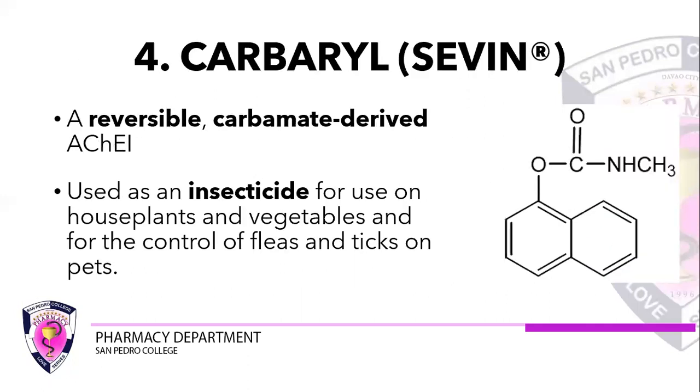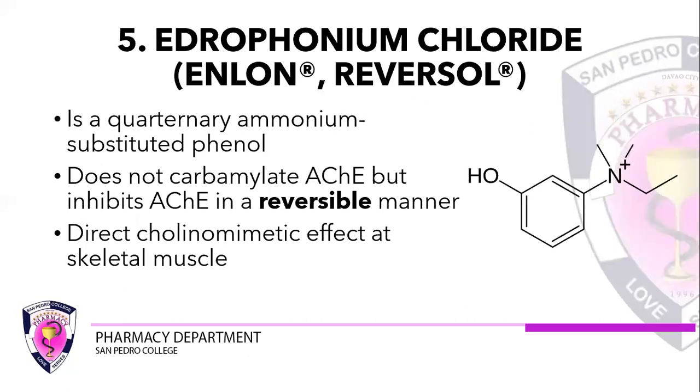All right, next we have carbaryl. Carbaryl is a reversible carbamate-derived acetylcholinesterase inhibitor. It is used as an insecticide for use in houseplants and vegetables, and for the control of fleas and ticks on pets. Actually, we will discuss later on in our lesson the irreversible acetylcholinesterase inhibitors. Ang ating mga irreversible acetylcholinesterase inhibitors, they are predominantly used as insecticides. So yun lang.